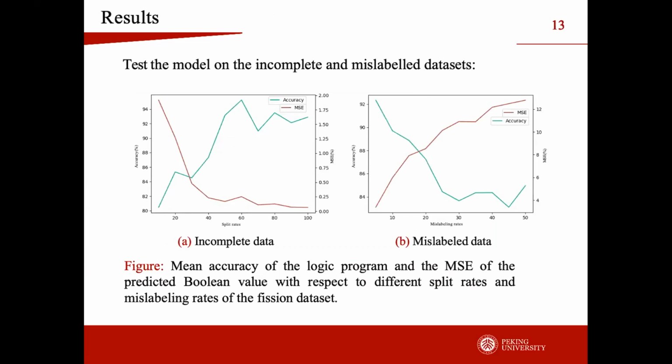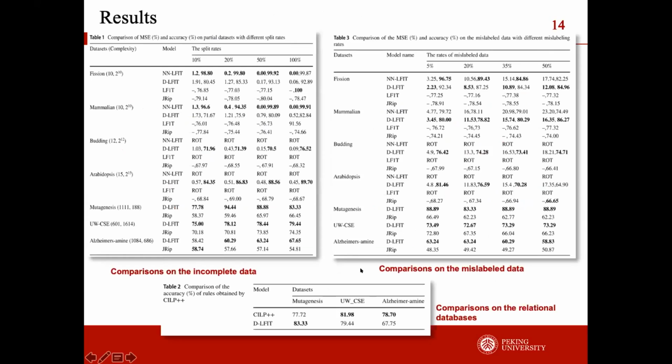We also conduct some experiments on incomplete and mislabeled data sets. We test the accuracy of the logic program and the MSE computed by the neural network. We also compare the result with Alpha ILP and Alpha 1T and G-RAPE on several propositional data sets and relational data sets. This is some result. We can see that our model is comparable with Alpha ILP and Alpha 1T and CLP++.